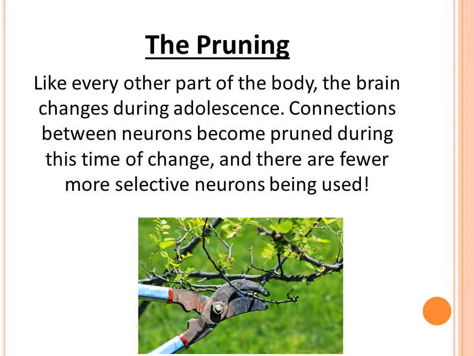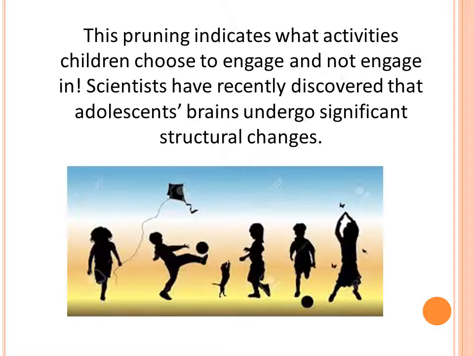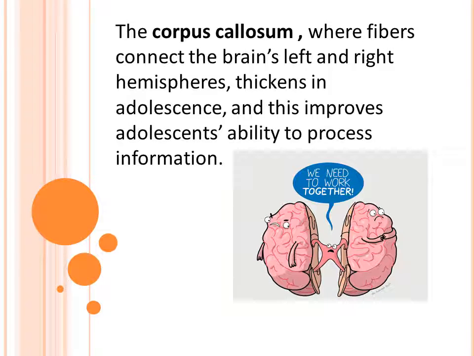Like every other part of the body, the brain changes during adolescence. Connections between neurons become pruned during this time of change, and there are fewer, more selective neurons being used. This pruning indicates what activities children choose to engage in and not engage in. Scientists have recently discovered that adolescents' brains undergo significant structural changes. The corpus callosum, where fibers connect the brain's left and right hemispheres, thickens in adolescence, and this improves adolescents' ability to process information.